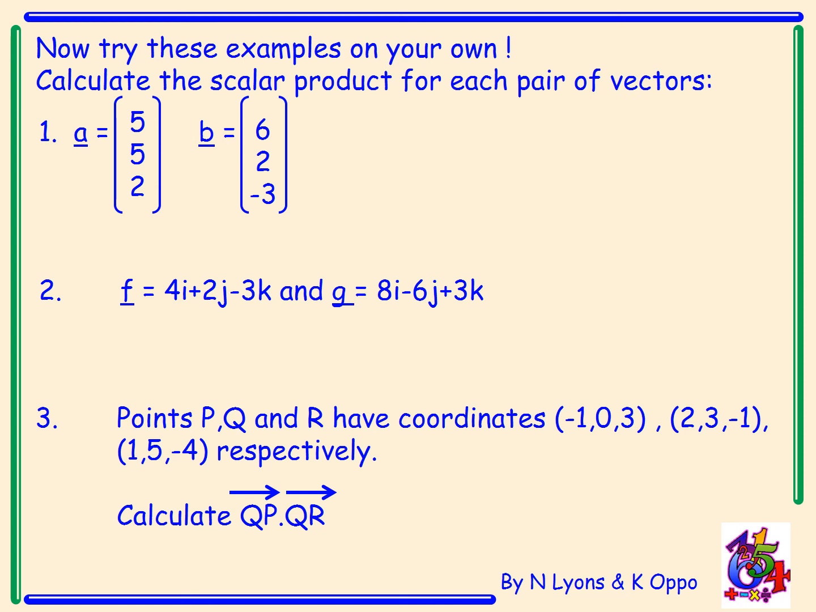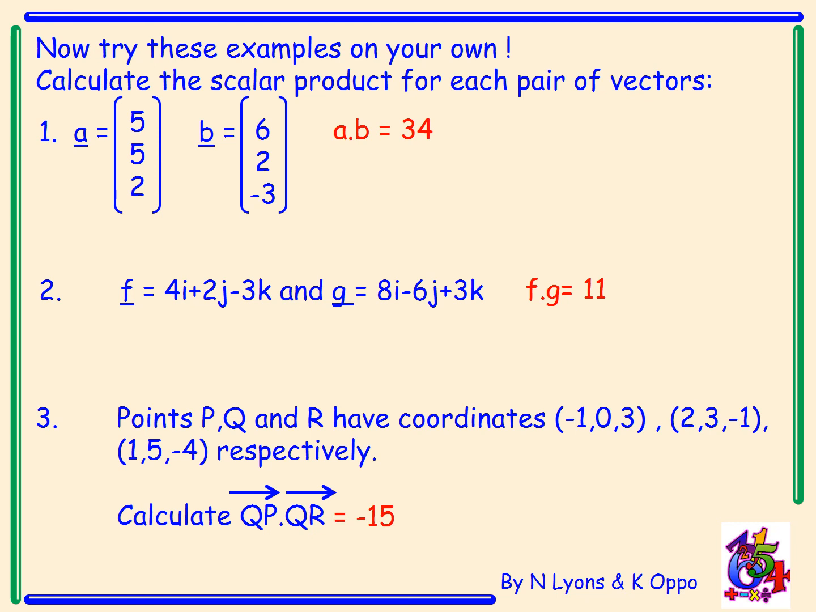Hopefully that's you ready now for the answers. The answers to question 1, scalar product A dot B equals 34. For example 2, the scalar product of the two vectors F dot G equals 11. And for question 3, the scalar product of the vectors QP and QR equals negative 15. So how did you get on?